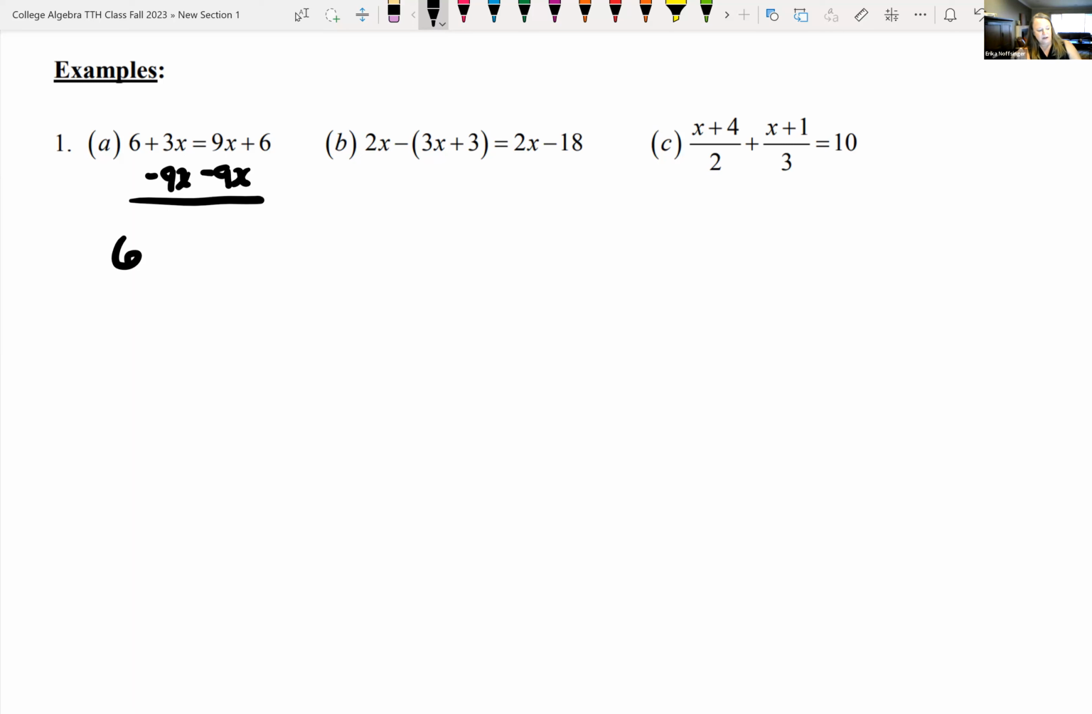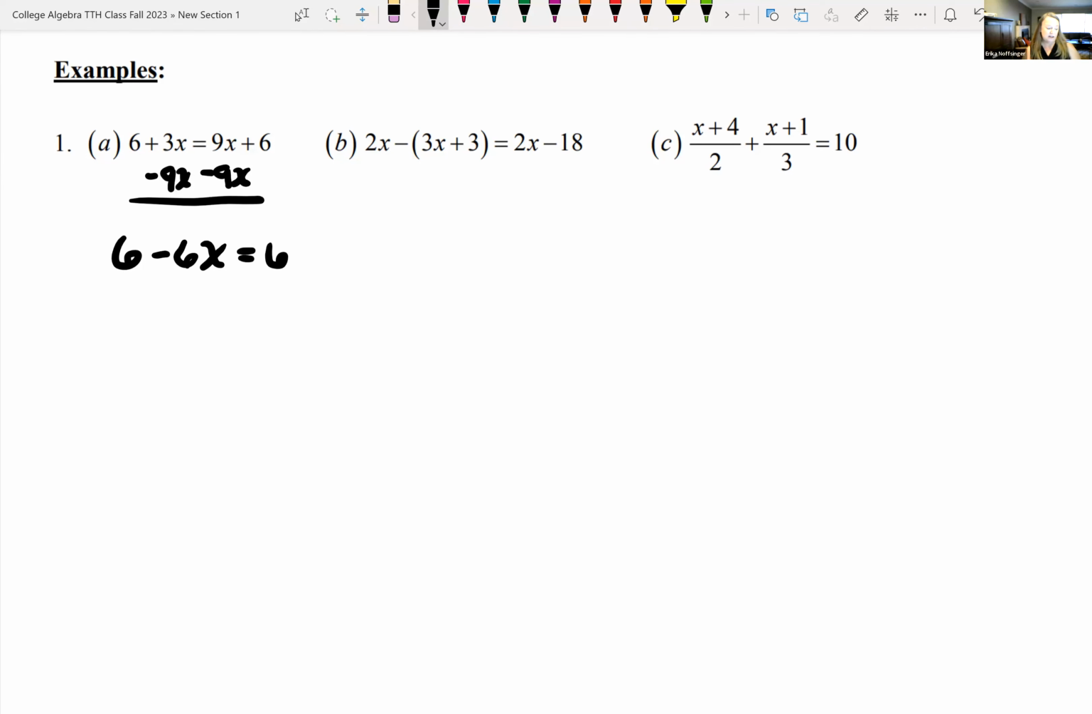I look at the numbers without the signs. So 9 is bigger than 3 without the signs. So I'm going to look at 9 minus 3, which gives me 6. But 9 had a negative in front of it. So this is going to be negative 6x is equal to, 9x minus 9x cancels. And then we can bring down that 6.